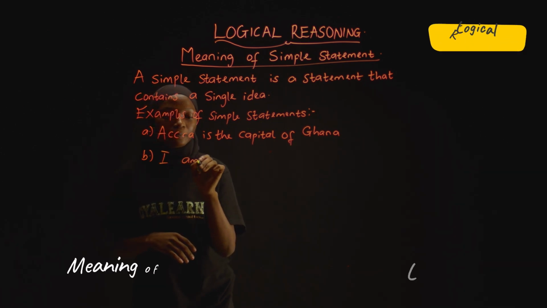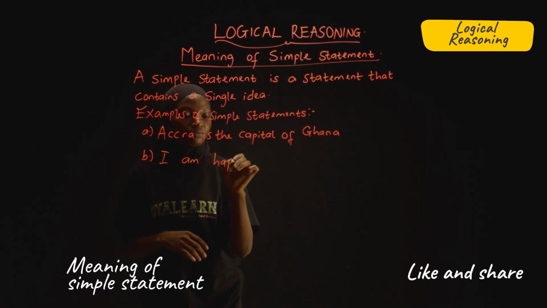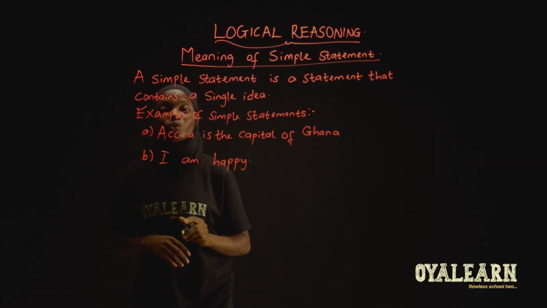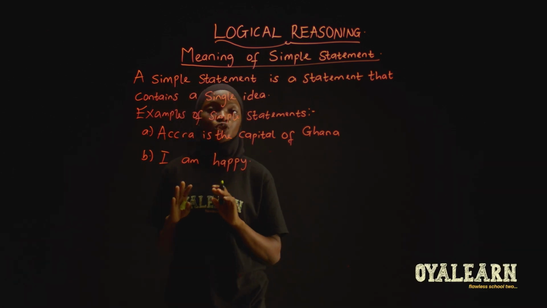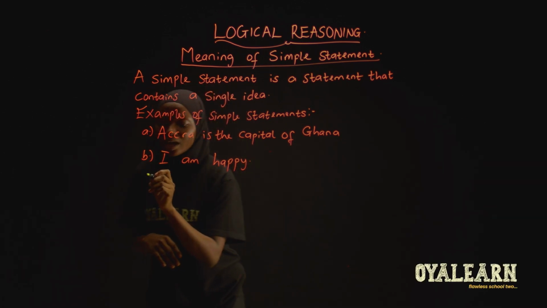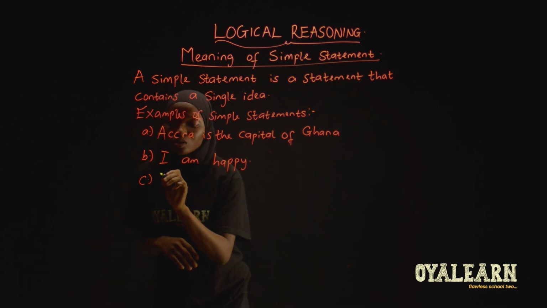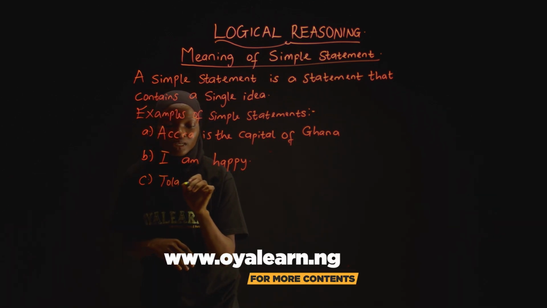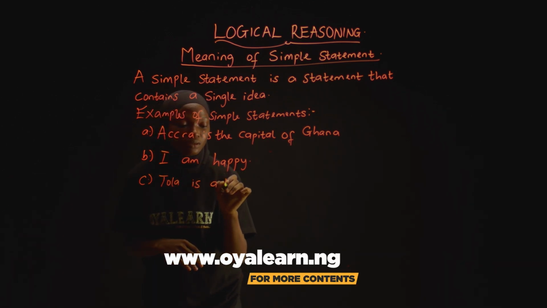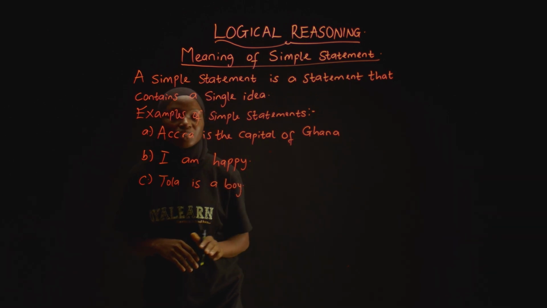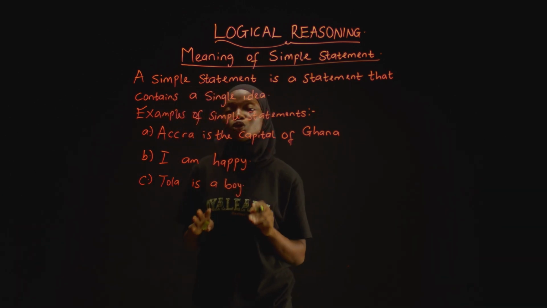Another example, I am happy. This is also a statement that contains just one idea. Another example, Tola is a boy. This is also a simple statement containing just one idea.